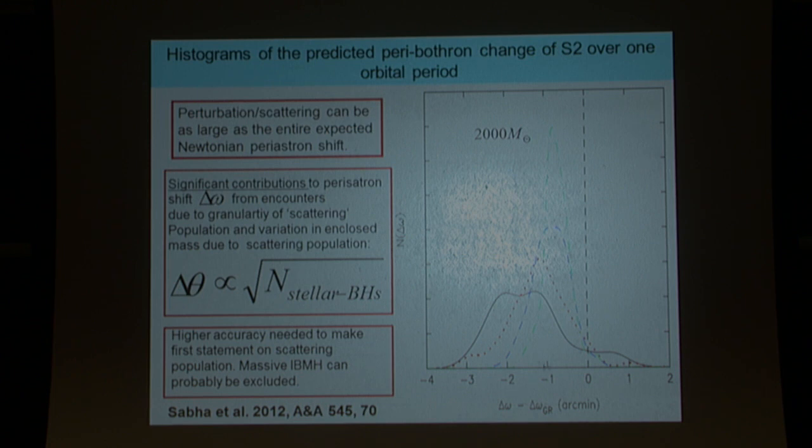However, if you look at the amounts, a few arc minutes, and the exactness, although I think significant, of our measurement, we can't make any statement about this, and higher significance is needed, or more precise measurements of the effects are needed, to make a statement on the graininess of the dark matter around Sagittarius A star.